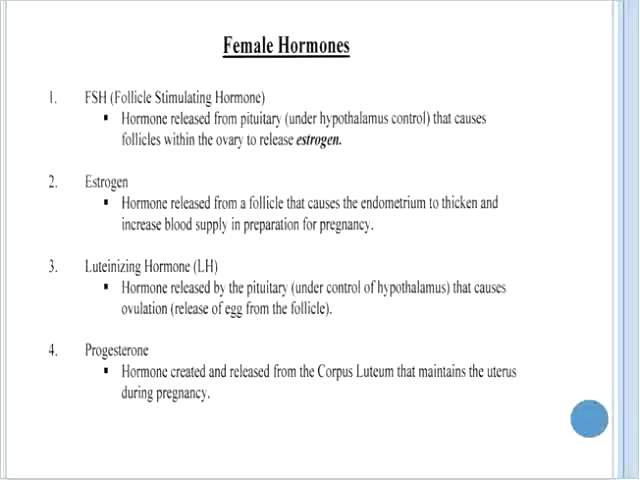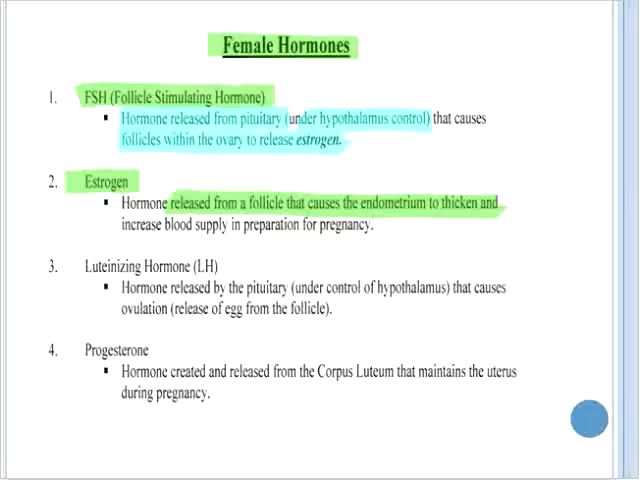The hormones, in summary, that are involved with female reproduction are as follows. FSH, or follicle stimulating hormone, is released from the pituitary. It's under hypothalamic control, and it causes follicles within the ovary to release estrogen. Estrogen is released from a follicle. This causes the endometrium to thicken and increase blood supply in preparation for pregnancy.